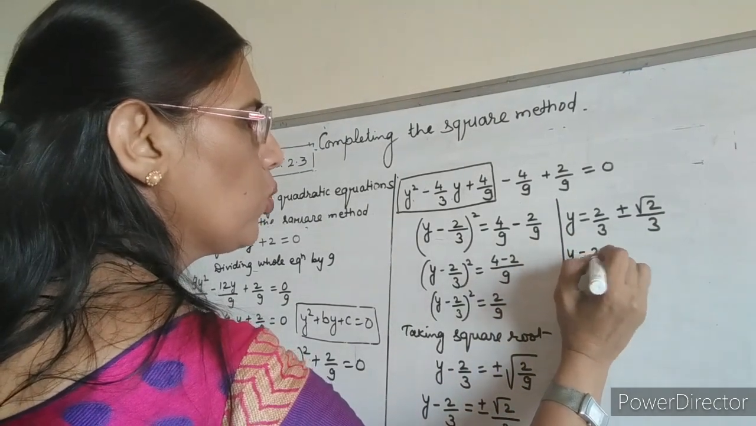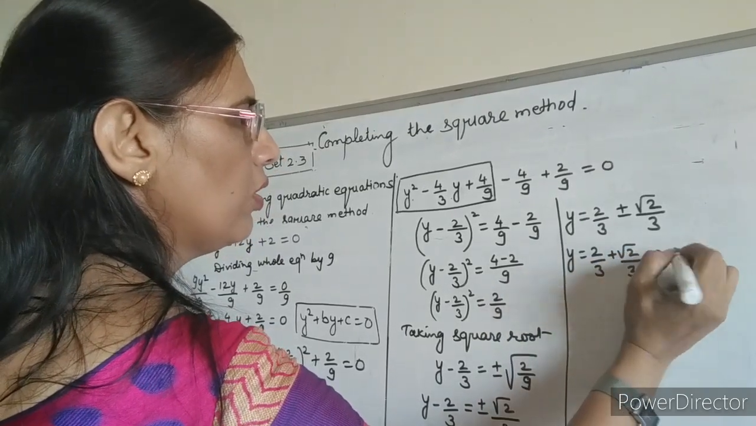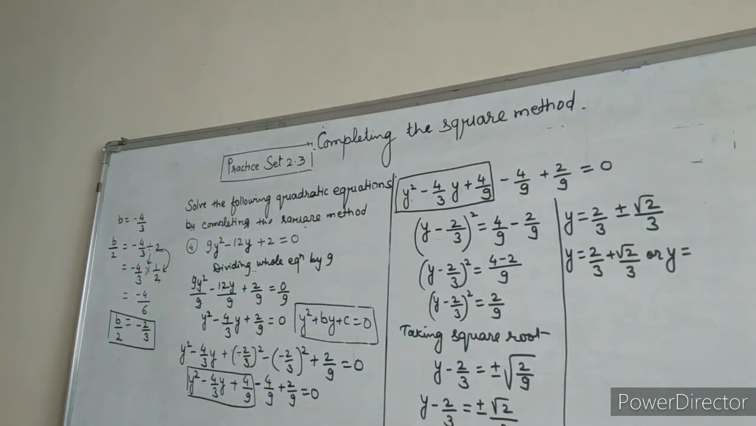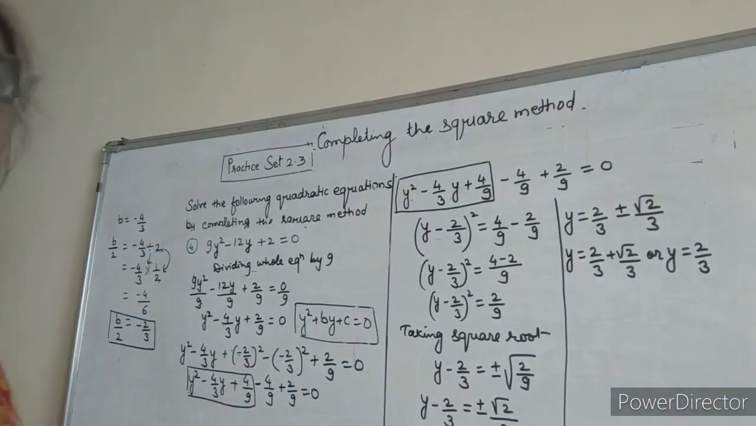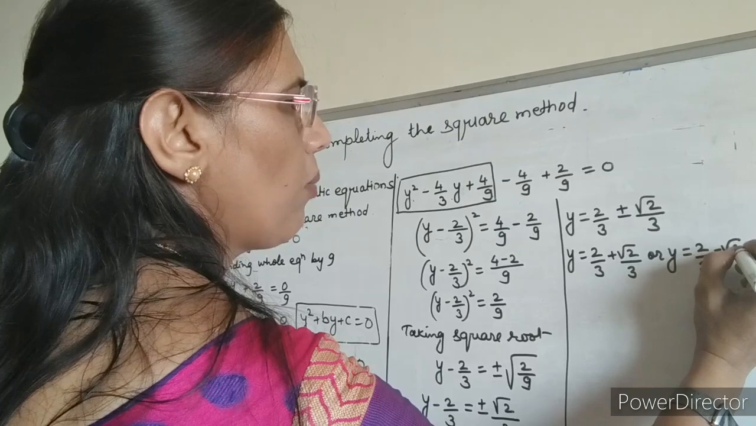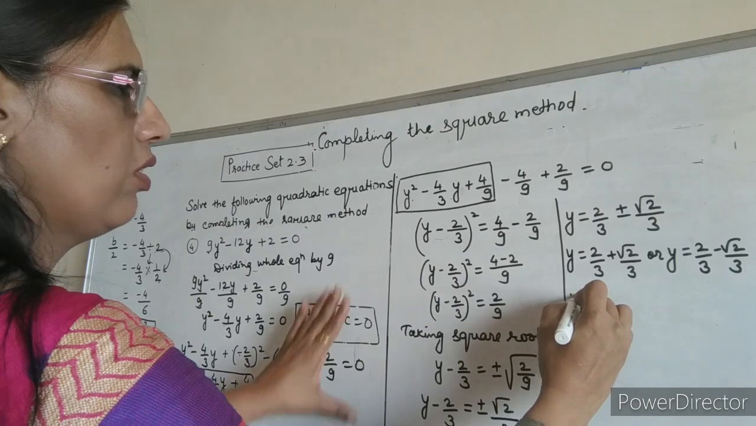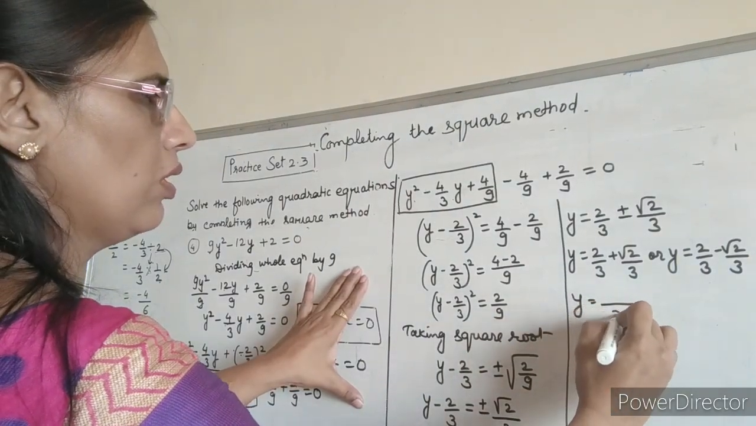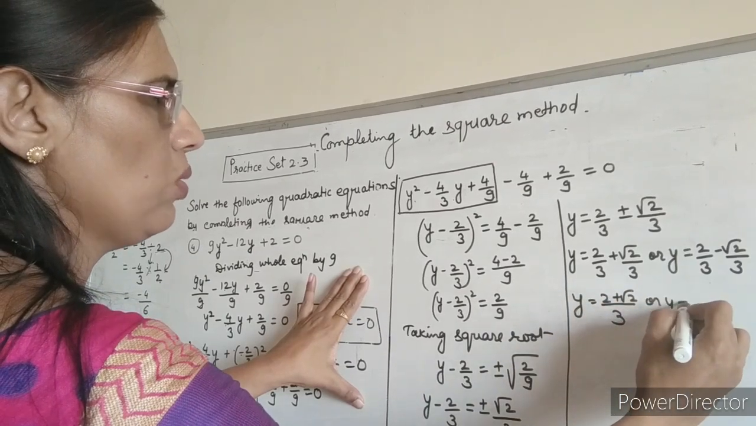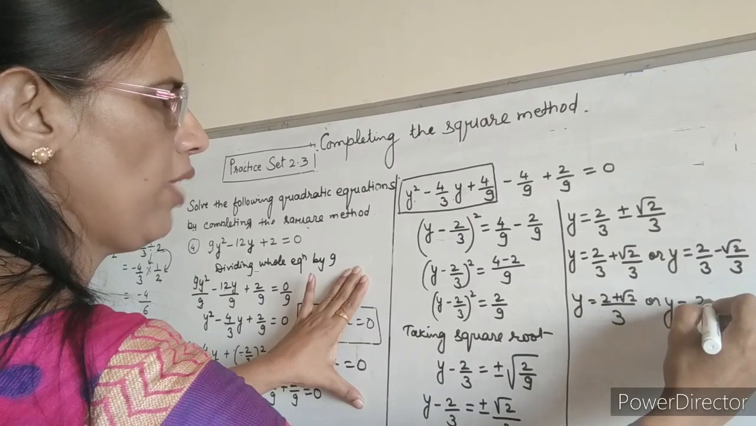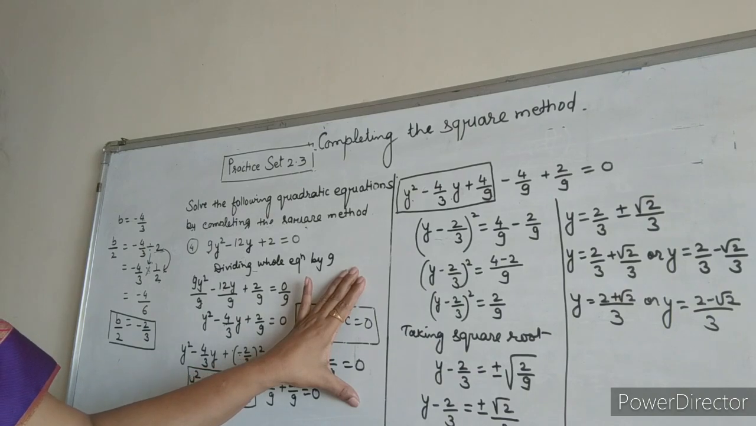So we get y is equal to 2 upon 3 plus square root 2 upon 3, or y is equal to 2 upon 3 minus square root 2 upon 3, and therefore we get y is equal to, denominators are same, therefore 2 plus square root 2 upon 3, or y is equal to, denominators are same, 2 minus square root 2 upon 3. These are the roots of the given equation.